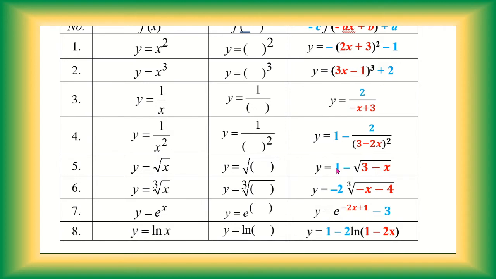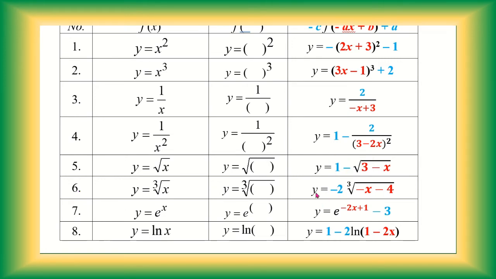Next example, y equals 1 minus 3 square root of (3 minus x). Here we know that the parent graph is square root of x. When we replace x with brackets and compare back to the function, we can see that 3 minus x is inside the brackets. So 3 minus x is the x transformation. Then the terms that are outside the brackets, that's y coordinate transformation.